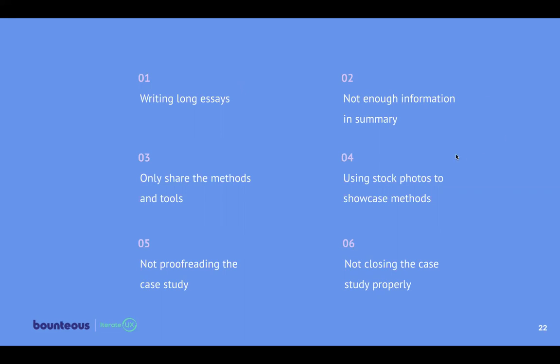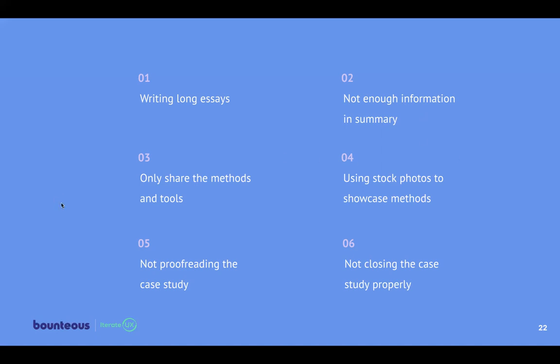Next, not enough information in the summary. If you recall, I did mention writing an overview or an introduction of your project in the case study initially. There, the right amount of detail is enough. However, there are case studies where people don't include everything because the case study would get too long, which is why they just include 2 or 3 sentences, which is enough for the overview. However, if you're not actually including valid or required information in that, it is of no use.